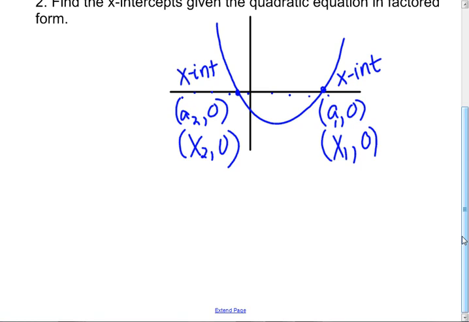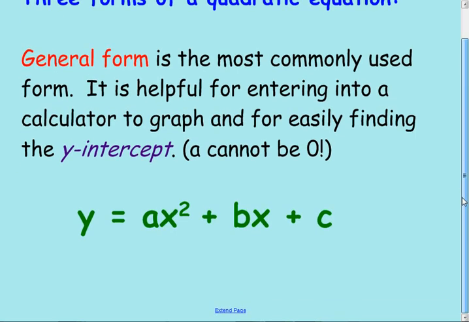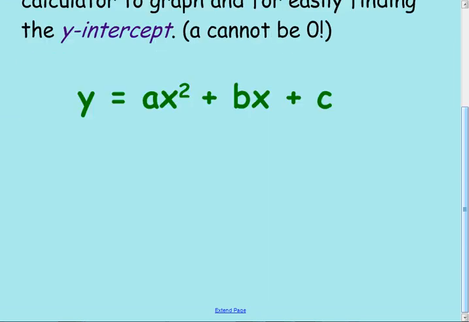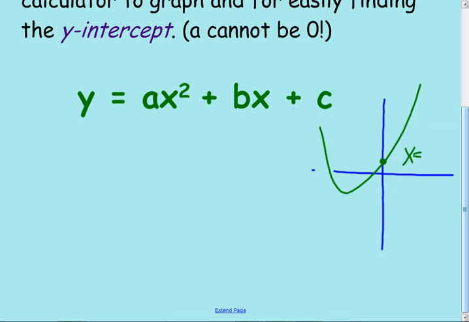Okay? So we have these forms, and we're going to be able to find x-intercepts if we're given a certain form. The first form is the general form, and when we finish today, I will summarize this. But what this is going to give us is, if I have a parabola, what's true about the x-coordinate for the y-intercept? Jay? Well, the y is 1, but what's x?